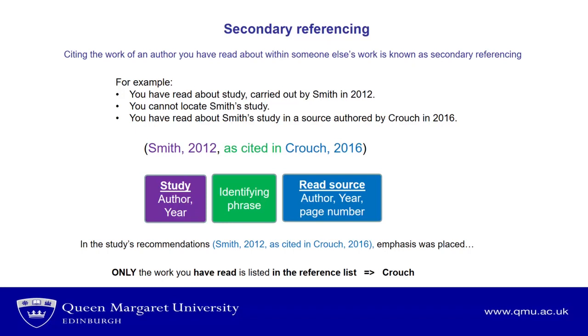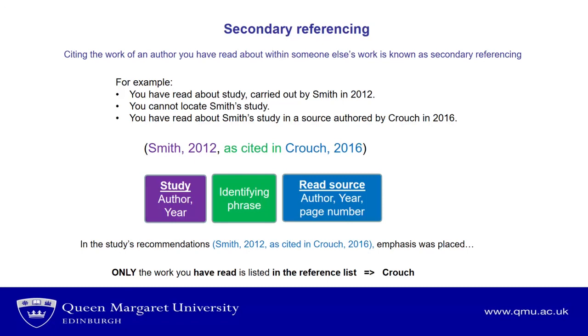Within the citation, you need to acknowledge how you came about this information. Let's look at the citation in more detail. The first part of the citation, highlighted in purple, is the details of the original source, the study that was published in 2012 by Smith, the source that you haven't been able to locate and read for yourself. It's then followed by the identifying phrase, "as cited in", and that's telling the reader that you haven't read Smith, but you've read it in Crouch. That's flagging to your reader that this is a secondary reference.